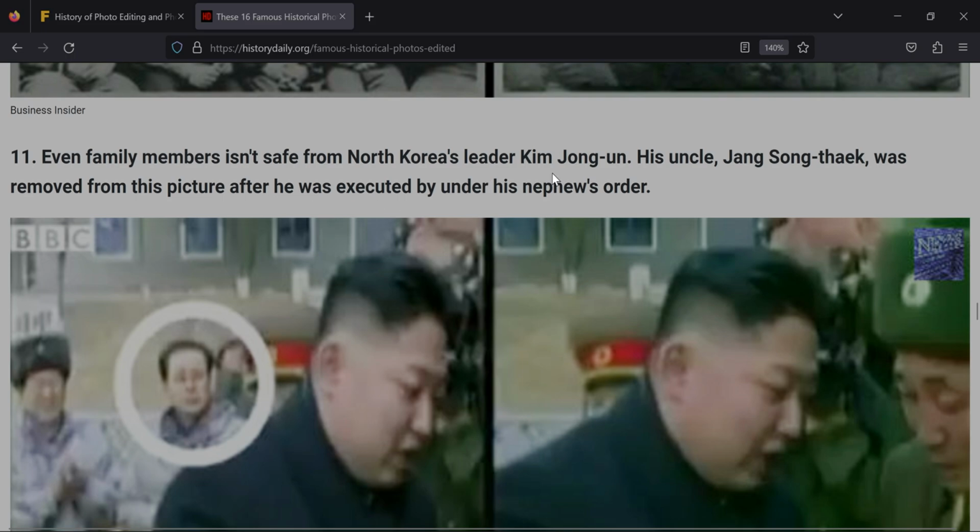This image, I'm kind of confused why it's here because it's not really historic, but it's to do with North Korea's leader Kim Jong-un and his uncle Jang Song-thaek, who was removed from this picture after he was executed. He was right there, and not anymore, you're not.